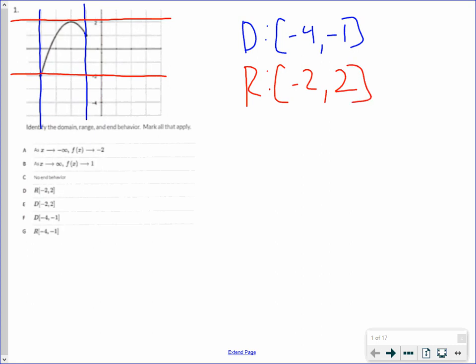And then for our end behavior, for us to have an end behavior, we need our graph going on to infinity to the left and to the right, or we need our domain to be going to infinity or negative infinity. It has to be going to one of those two. And our domain here is only from -4 to -1, and we're not actually going to infinity or negative infinity, so we don't actually have any end behaviors for this graph. So we have no end behavior.